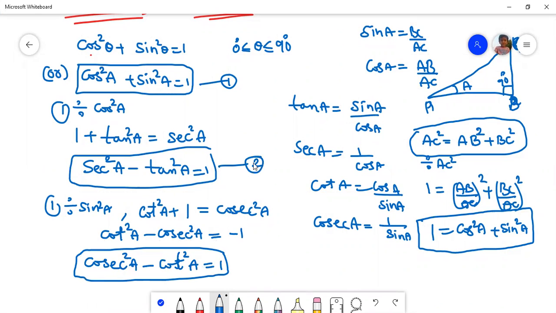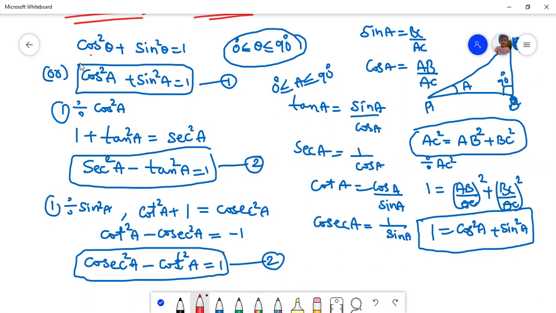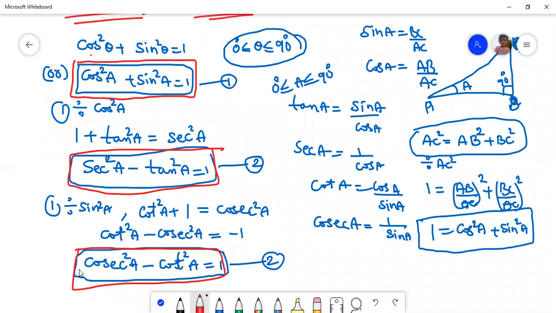These three are identities in the trigonometry chapter. These three can be taken in the first quadrant only, that is 0 degrees less than or equal to A less than or equal to 90 degrees. The basic trigonometric identities you have to remember: for sine and cos only you are taking the positive, and for secant and cosec it will be the minus. Secant square A minus tan square A equal to 1 is one more identity. Cosec square A minus cot square A is equal to 1 is the third identity.